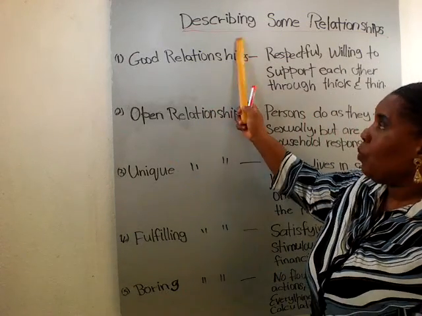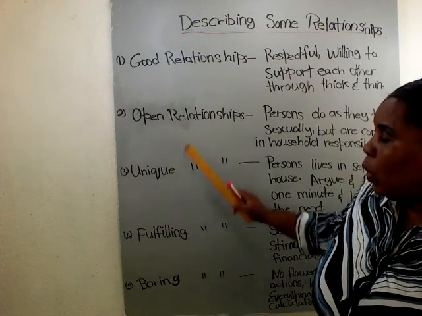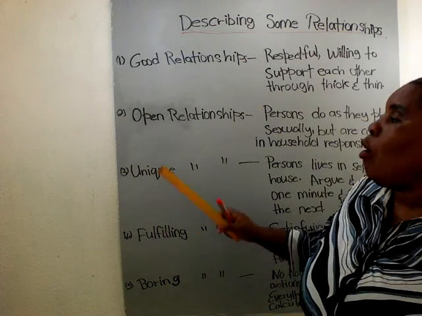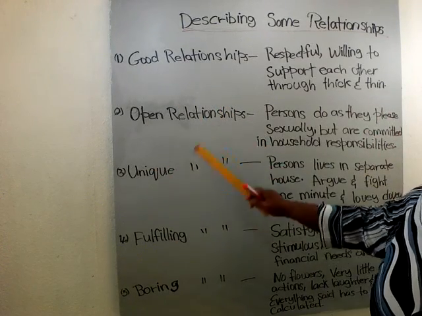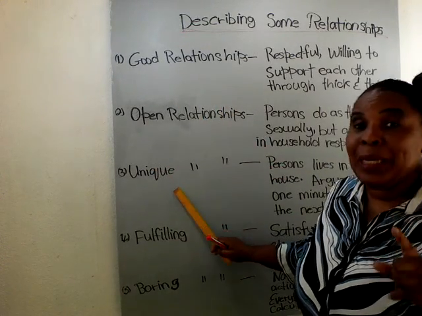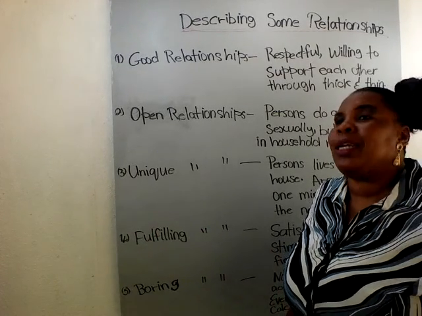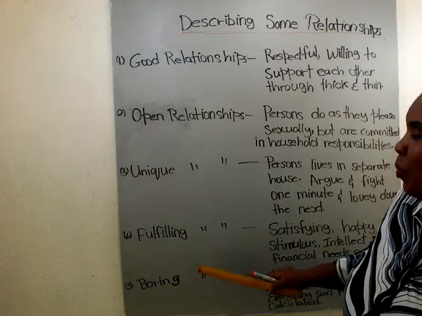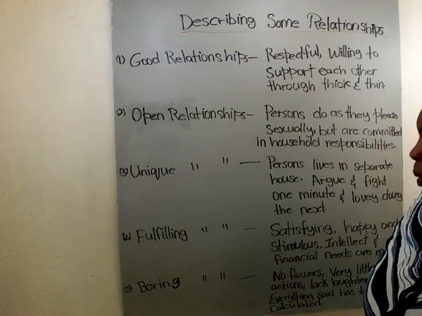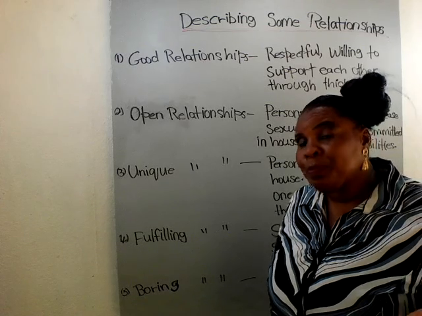So, describing some relationships, take a look at this list of relationships. If you're in a good relationship, an open relationship, a unique relationship, please don't be with anybody that you have to wait till they're dead before you see them after you're married. A fulfilling relationship or a boring relationship. Are you in any of these types of relationship?